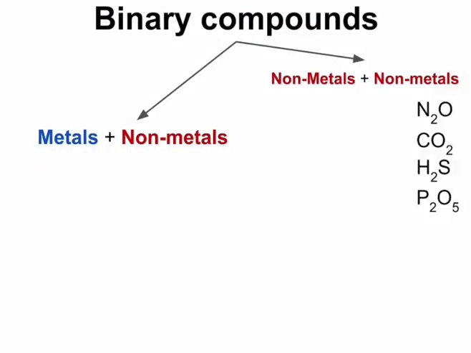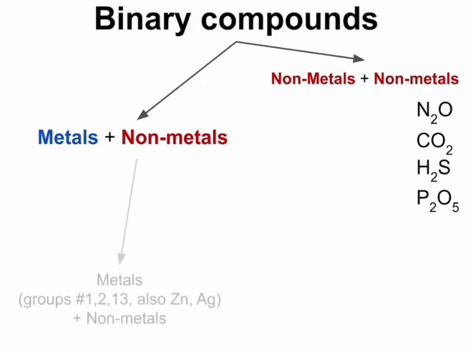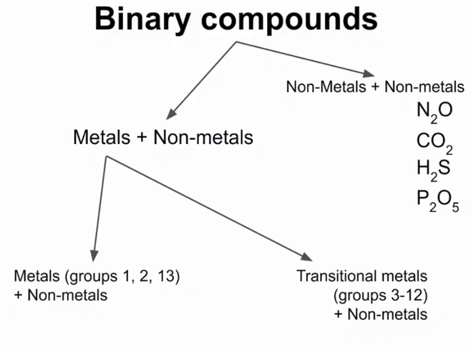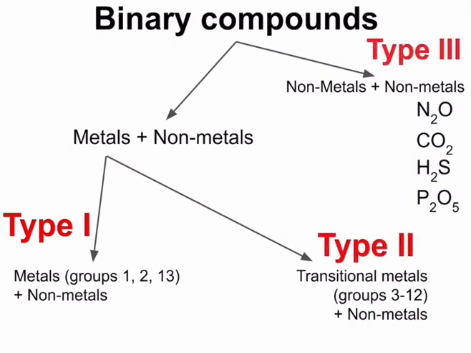Ionic compounds can be split into two groups: ionic compounds with metals coming from group 1, 2, or 13, and ionic compounds with metals coming from groups 3 through 12. For our convenience, we will call ionic compounds that contain metals from groups 1, 2, and 13 type 1 compounds. Ionic compounds that contain transitional metals will be called type 2, and covalent binary compounds will be called type 3.